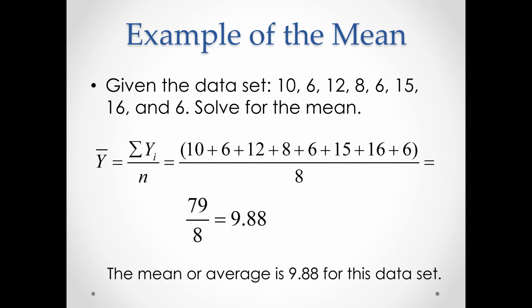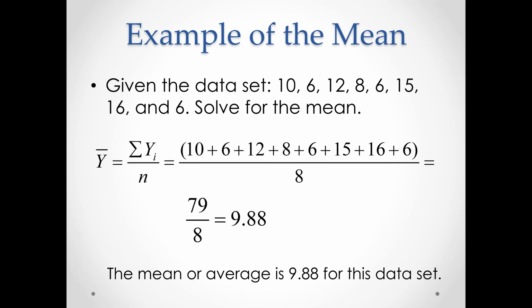Okay, so here's an example. We have a data set with 10, 6, 12, 8, 6, 15, 16, and 6. And I want to solve for the mean. Well, if you look at the equation, the top part of the equation says the sum of Y sub i. So I'm going to take the sum of all of my scores. So 10 plus 6 plus 12 plus 8 plus 6 plus 15 plus 16 plus 6. All of that divided by n. Well, in this case, we have 8 scores, so we're going to divide by 8.